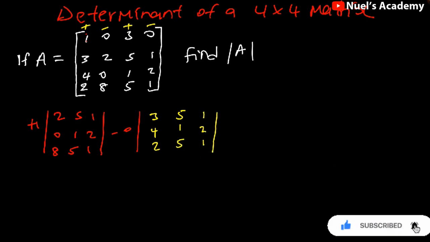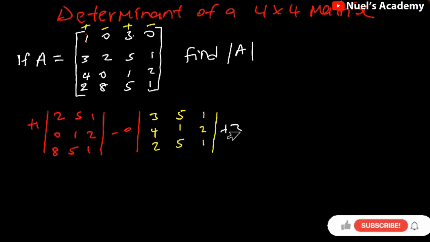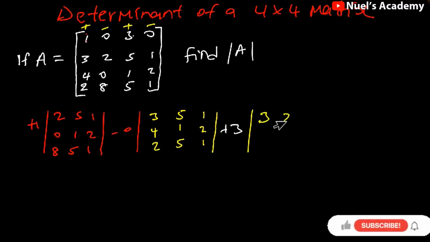So next we are going to use this third column. Then we have plus 3. We are going to eliminate this third column and then eliminate the first row and then write out the remaining elements. If we do it, we are going to have 3, 2, 1, 4, 0, 2, and then 2, 8, 1.